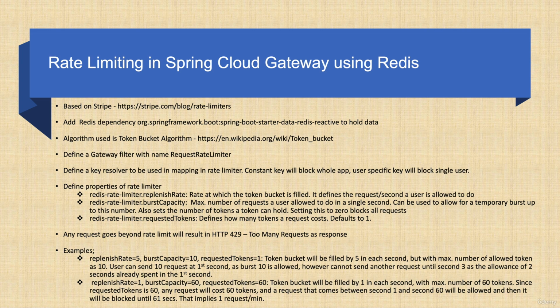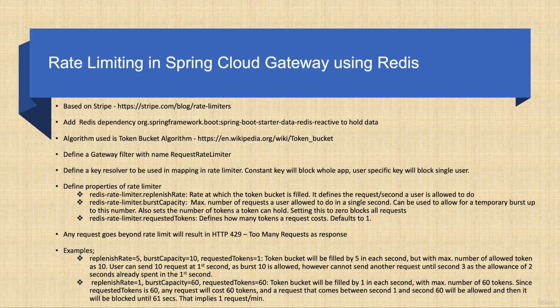First one is the replenish rate. This is the rate at which the token bucket is filled. It defines the requests per second a user is allowed to do. Burst capacity is the maximum number of requests a user is allowed to do in a single second. It can be used to allow for a temporary burst up to this number. It also sets the number of tokens a bucket can hold. Setting this to 0 blocks all requests.